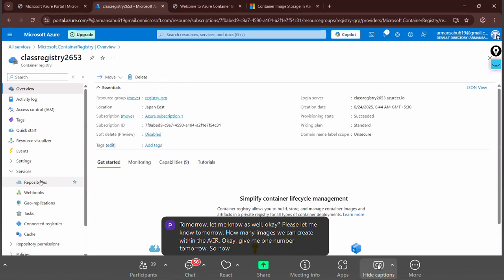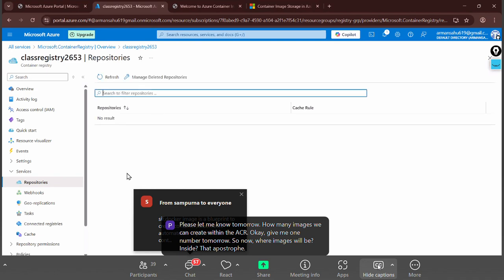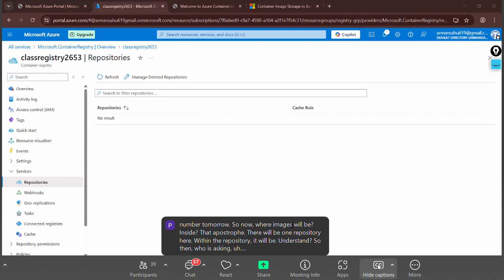Now where will the images be? Inside the repository. There will be one repository here, and within the repository they will be. Need to enable pop-up if blocked. Cross check. Thank you, Renu. Shirisha asks, what is the difference between container and artifact, sir?